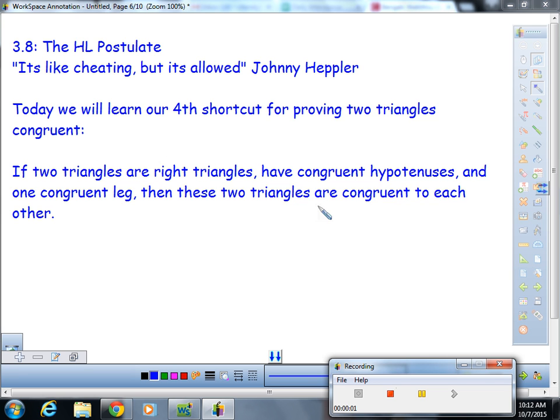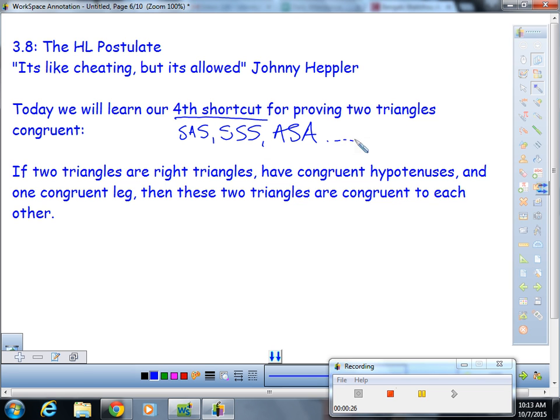All right, so this is the fourth shortcut. The ones we have right now before this lesson are SAS, SSS, and ASA, and now we're going to add to that the HL. What? HL? Well, we'll have to go into some vocabulary involved with right triangles to explain what HL stands for. Here's the wordy version of the theorem. This is the HL theorem right here.